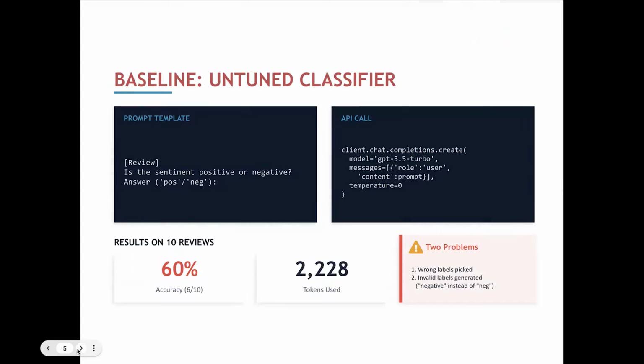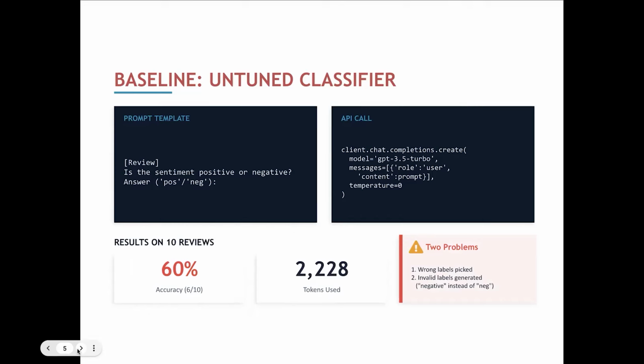Now, let's start with the simplest possible implementation, our baseline model. In this setup, we take each review and send it directly to a model like GPT 3.5 Turbo, using a very basic prompt that just asks the model to classify the review as positive or negative. We also set the temperature to 0 to make the outputs consistent and reproducible. At first glance, this seems like it should work fine, but when we actually tested it, the results are not too great. We only get about 60% accuracy, meaning the model is only correct 6 out of 10 times.